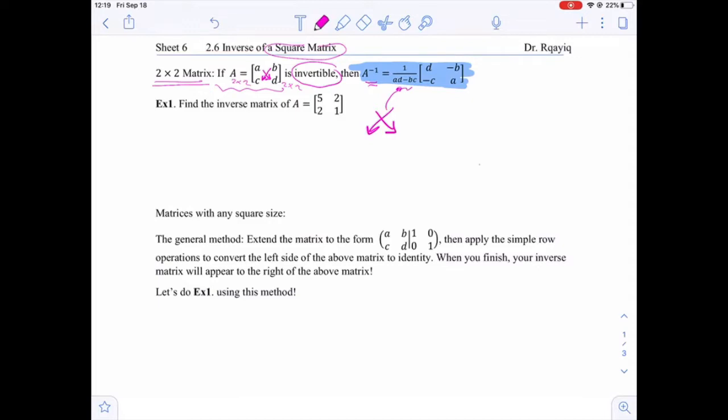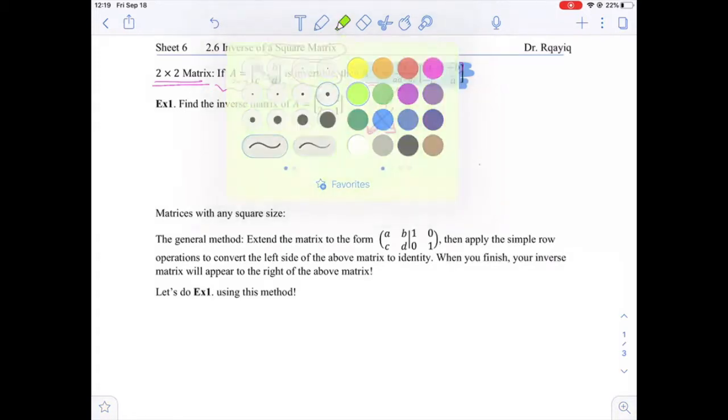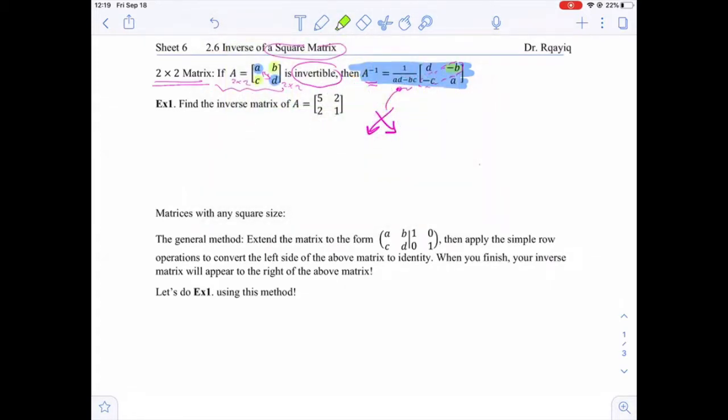And then inside the matrix, we change the positions of the elements on the main diagonal, as you can see here. We interchange a with d. As you can see here, d goes here and a goes here. And on the other diagonal, we change the signs, just the signs. As you can see here, we have b and c, and they become negative b and negative c. So this is how we find the inverse of a 2 by 2 matrix.